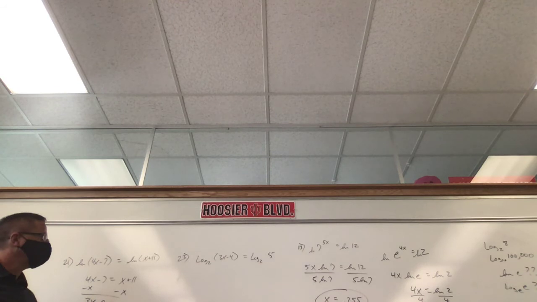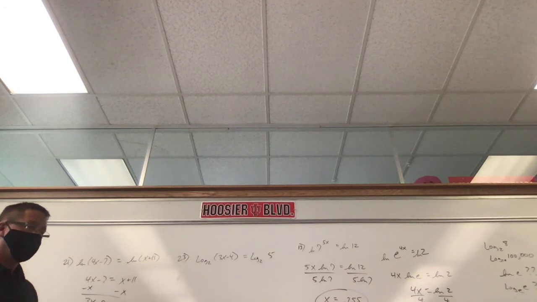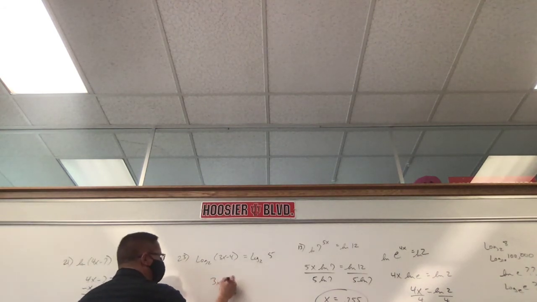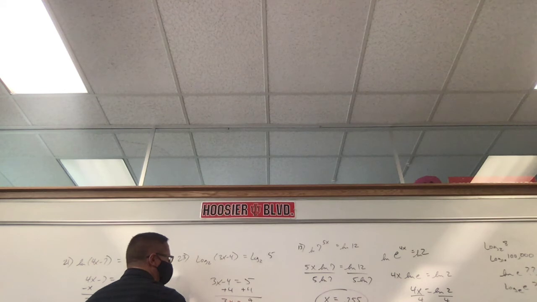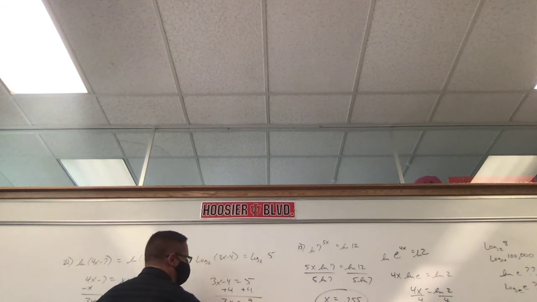3x minus 4 equals 5. What'd you do? You're right. Took out the log. You could do that because the bases are the same, and if they're not, you can't. But don't worry about that. So just write down 3x minus 4 equals 5. Add 4, add 4. 3x is 4 plus 5, which is 9. Divide by 3, x equals 9 divided by 3, which is 3.